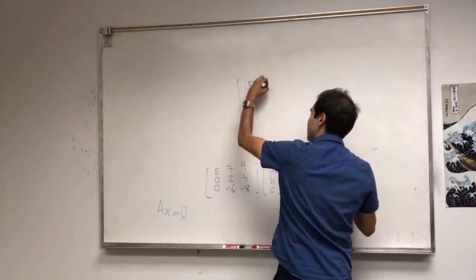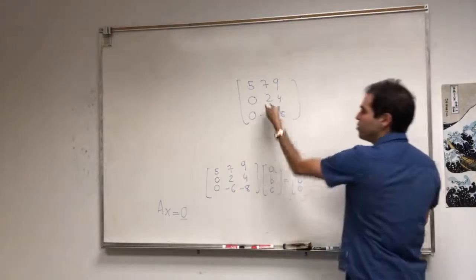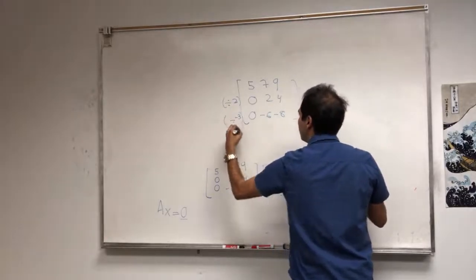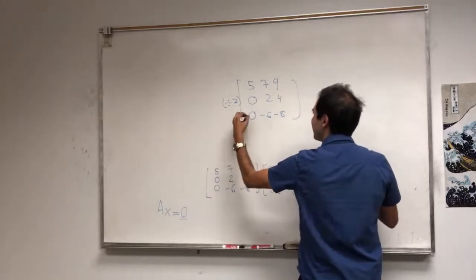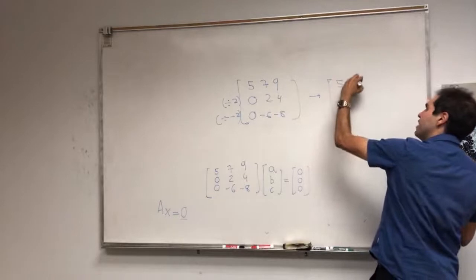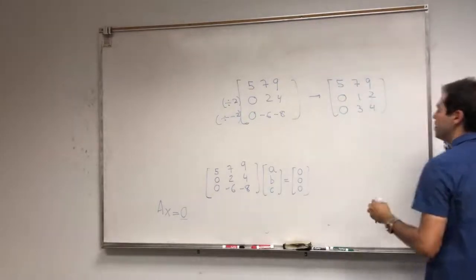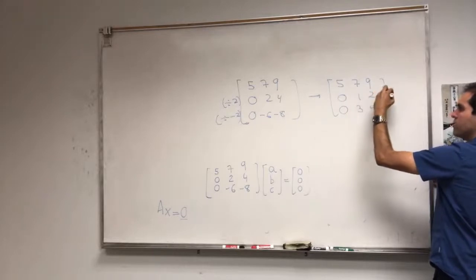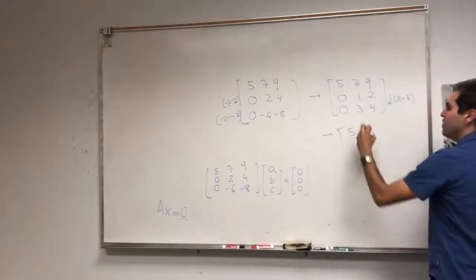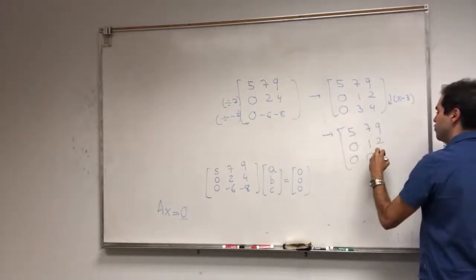So if you do 5, 7, 9; 0, 2, 4; 0, -6, -8, notice you can actually simplify. So let's divide this row by 2, and then this one. Yeah, we can also divide this by negative 2 if you want. Again, just if you want. And then we get 5, 7, 9; 0, 1, 2; and then 0, 3, 4. And then let's row reduce this, so ideally turn this 3 into a 0, so do times negative 3, and we get 5, 7, 9; 0, 1, 2; and then 0, 0, and then -6 plus 4, so -2.